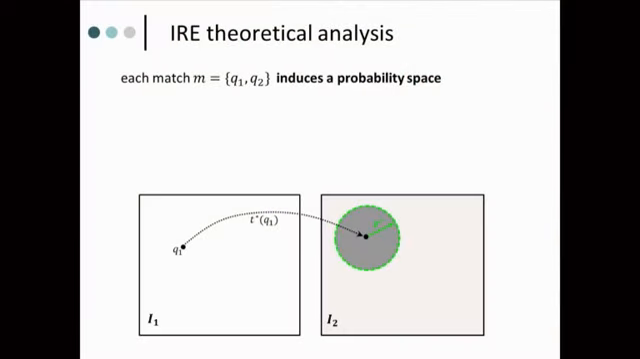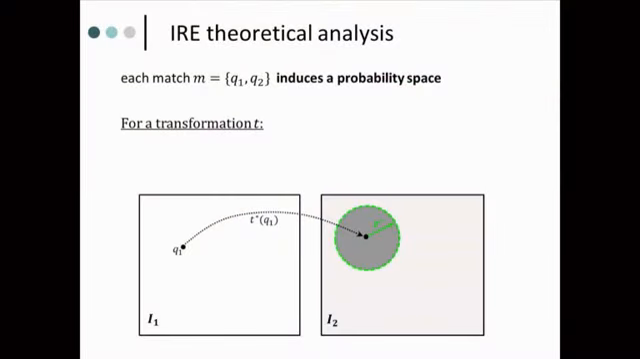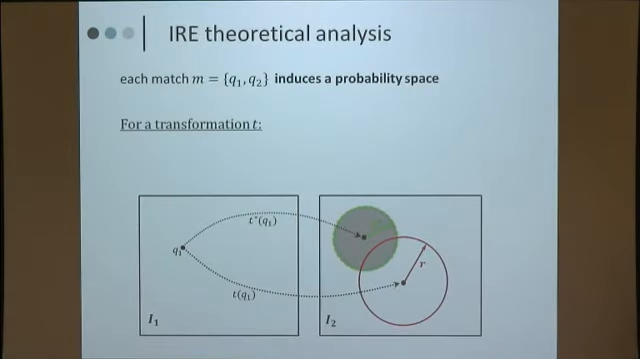So this is what we have, and what we get is this kind of probability space in image 2 regarding where the location of the point Q2 will be. And then if we look at any transformation T where it maps Q1 to, we can look at a radius r around that point. What we get here is, again, that if the point Q2 is within this red circle, the meaning is that the error of the match is at most r, and if it's outside, the error of the match is more than r.